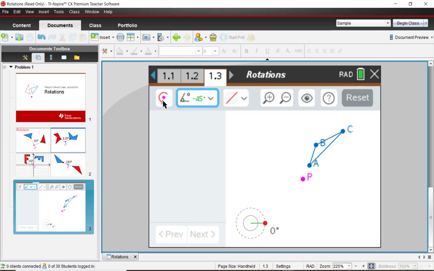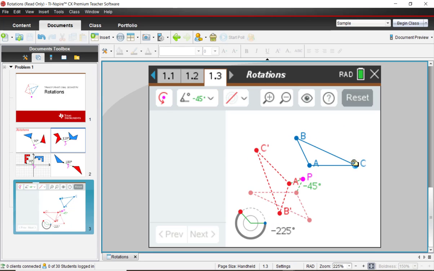And let's play, investigate, explore, discover. Notice when I rotate at negative 45 degrees, the angle is now going in a clockwise direction, when before it was a counterclockwise direction. And again, do these triangles seem to have the same relationship as before?